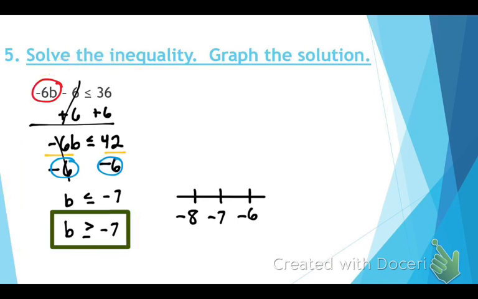Ellie, should this be an open or a closed circle? It is a closed circle because there is an equal to sign. And Nasir, should all solutions go to the left or to the right? To the right because they are greater than.